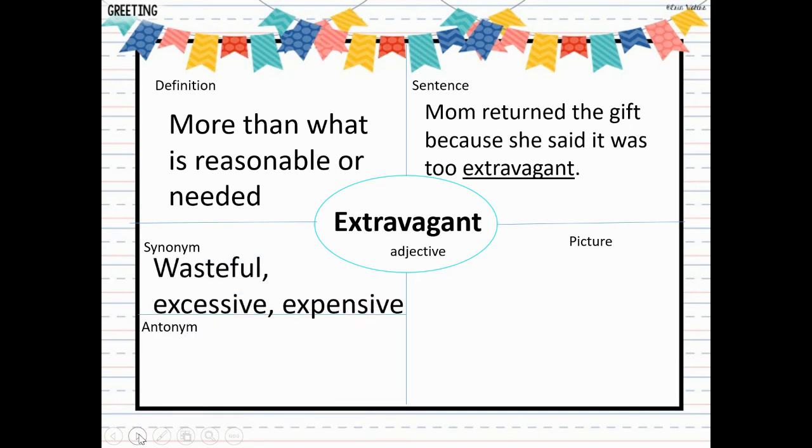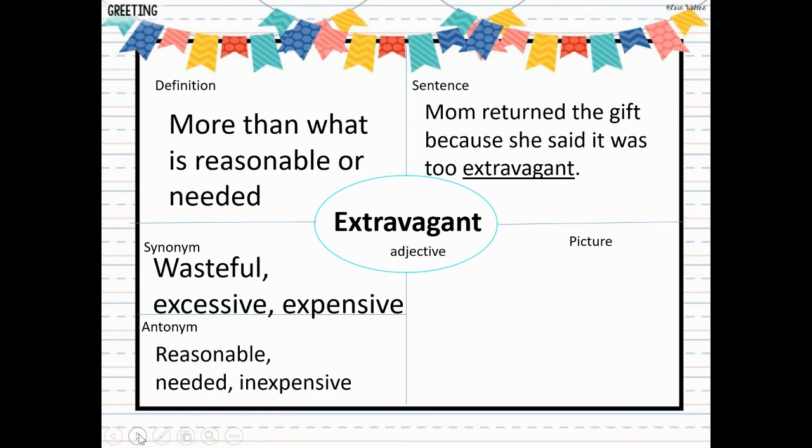Our synonyms would be wasteful, excessive, expensive. So wasteful because it's more than what's needed. I took an extravagant amount of food but didn't eat it. That'd be wasteful. I have way more than what is needed and couldn't eat it. Excessive, again, more than what's needed. Or expensive, way more than what's reasonable.